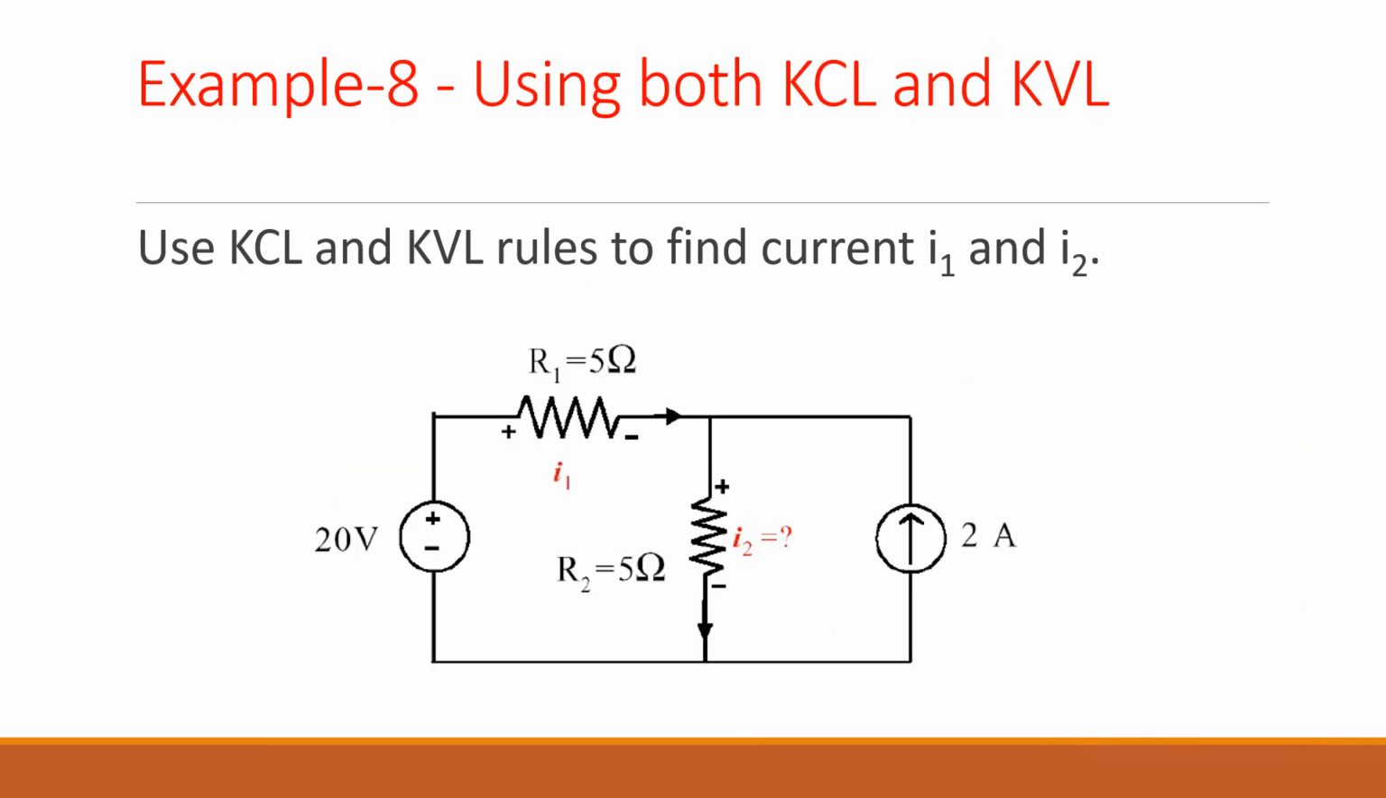Here we are going to use both the KCL and KVL to find I1 and I2. If you apply the KCL, when you consider this node, 2 amps is coming here, I2 is going this way, and I1 is coming in this way. Applying the KCL to this node, 2 and I1 are coming in and I2 is going out. Whatever current comes in should equal the current going out. So we have one equation here.